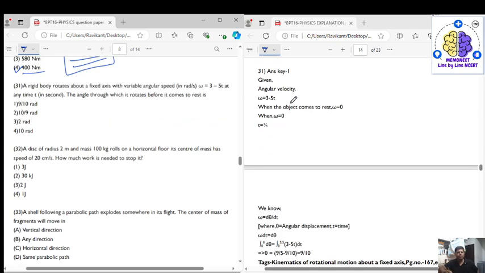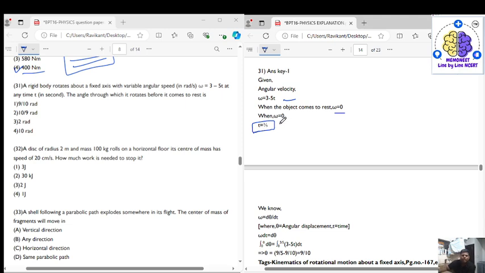Now let's come to question number 31. Question number 31 says a rigid body rotates about a fixed axis with variable angular speed, given to us as omega is equals to 3 minus 5t at any time t. The angle through which it rotates before it comes to rest. Now when the object comes to rest, omega becomes equals to 0. So at omega is equals to 0, we get t is equals to 3 by 5 seconds, right?